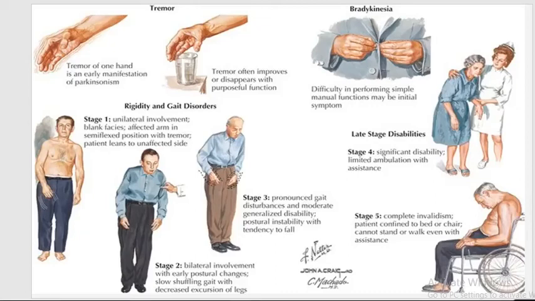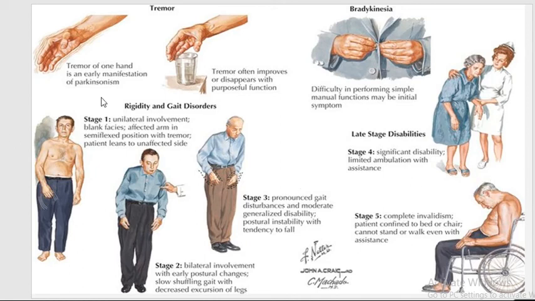Okay, let's continue my previous lecture. In Parkinson disease there are some stages. Maybe the patient presents to you at stage 1 or stage 2 or stage 3 or stage 4 or stage 5. So these are the stages of how Parkinson disease finally disables the patient.